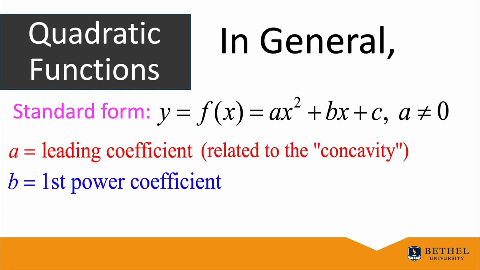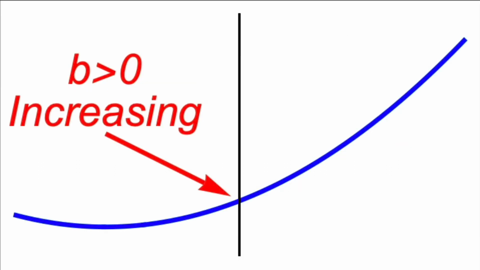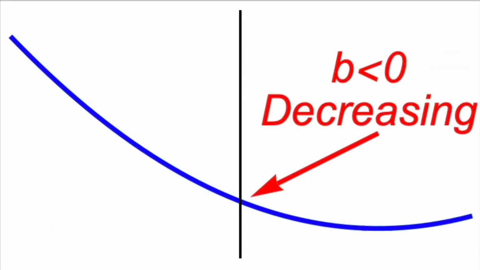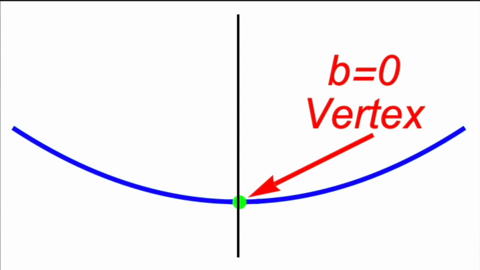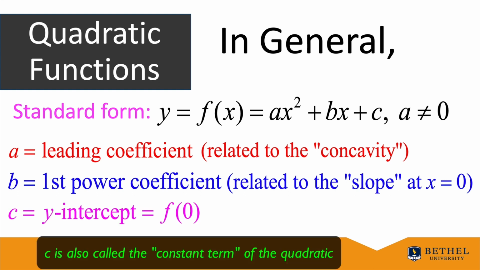b is the coefficient of the first power of x. It's related to the slope of the graph at x equals 0, though we need to rigorously define what that means. Here, suffice it to say that when b is positive, the graph of f is increasing near 0, and when b is negative, the graph of f is decreasing near 0. In fact, when b equals 0, the graph of f has a vertex at x equals 0. Finally, the value of c is in fact the y-intercept of the function because it is the value of f of 0.